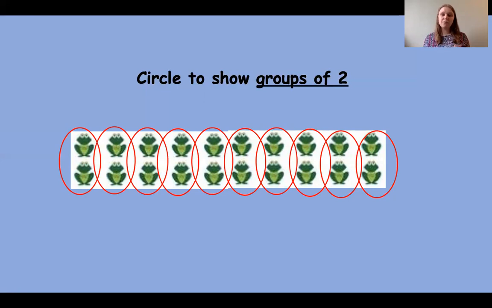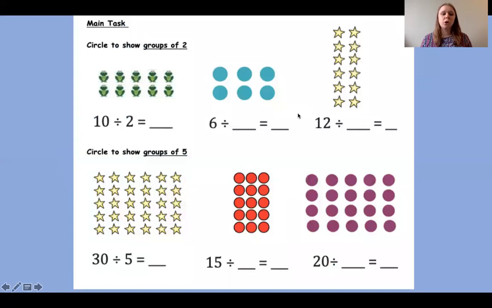Okay, so our division number sentence would look like this: 20 divided by 2 equals 10. Okay, 20 divided by 2 equals 10 because we have shared them into groups of 2, and then we have 10 groups. So your task is to show groups of 2.